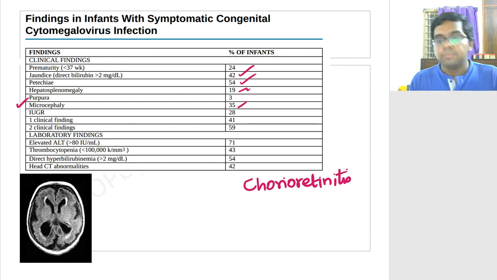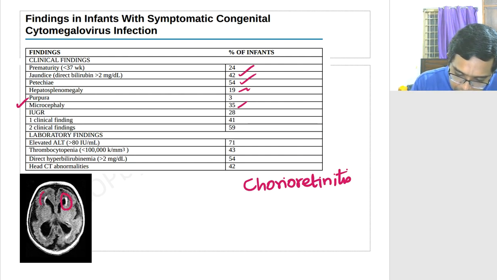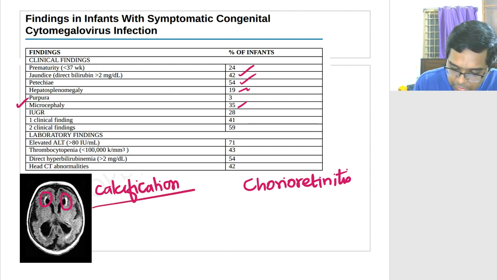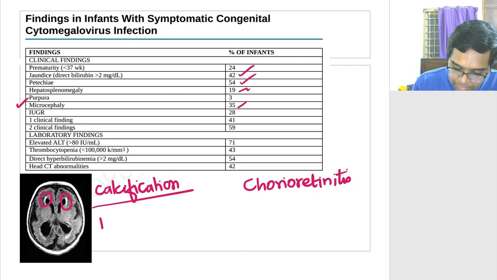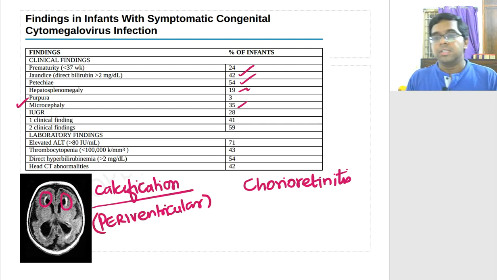Number three is something very important, and that can be highlighted and asked in your exam. Look at the picture. You are seeing some dense white shadows here, right? They are nothing but calcification. And look at the calcification noted in cytomegalovirus infection. Yes, it is surrounding the ventricles. So I will say that it's a periventricular calcification, which is one of the characteristic clinical findings in congenital CMV infection. Okay, right. So these are the clinical manifestations of congenital CMV infection.